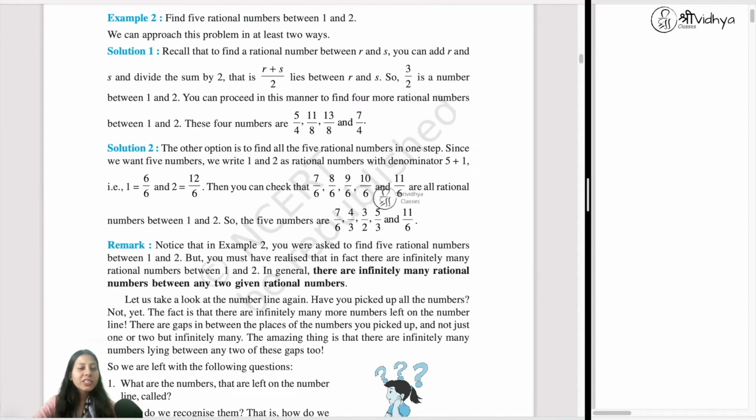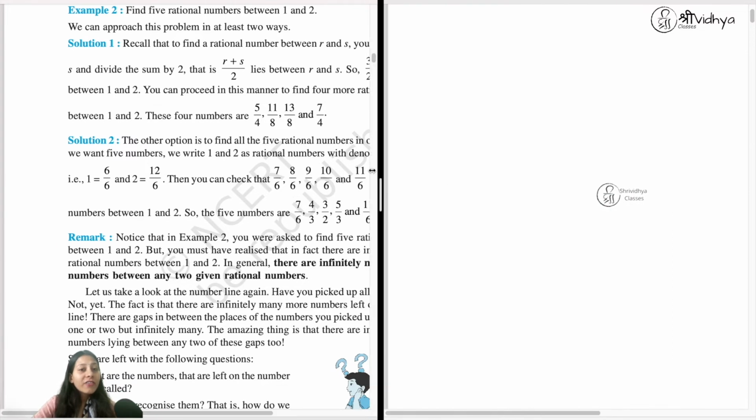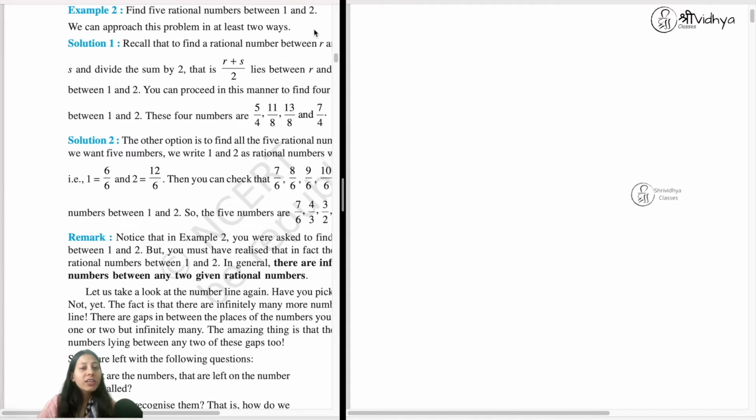Okay, so let's start with example number 2 now. Example number 2 is, find 5 rational numbers between 1 and 2. This is a very easy question. Its answer we can give in 2 ways. The first method is like we find the average. You can find the middle number of both the numbers. Between 1 and 2, how can we find the number? 1 plus 2 is 3, 3 upon 2. So 3 upon 2 is the number which comes between 1 and 2.